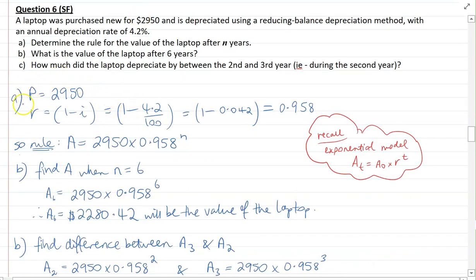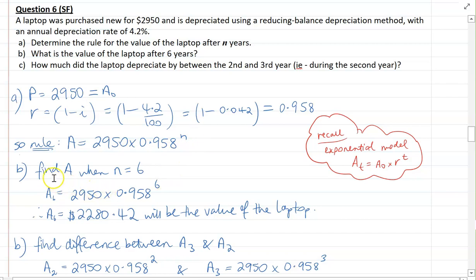Okay, so our initial value is 2,950, which is also our A0. Our R value is just simply minusing that 4.2% from 100%. This is just another way you can show how to do that. So you should end up with an R value of 0.958. That gives us our rule when we substitute it into our exponential model of A equals 2,950 times 0.958 to the power of n.